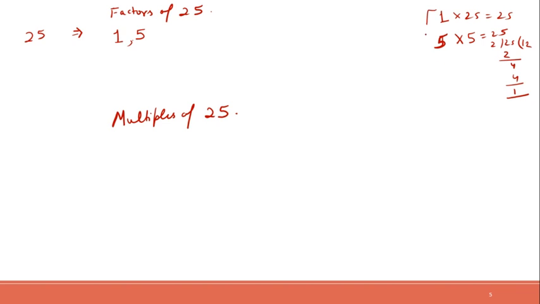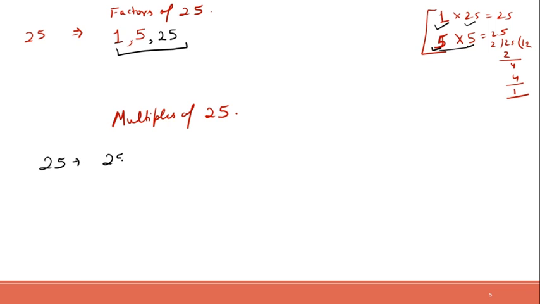Only these are the factors. That means this one, then 5, then again 5. So we'll count it only once and then this 25. So I can say that the factors will be 1, 5 and 25. So these are factors of 25. So if I multiply 1 with 25, I'll get 25. If I multiply 5 with 5, I'll get 25. If I multiply 25 with 1, I'll get 25. But what are the multiples?